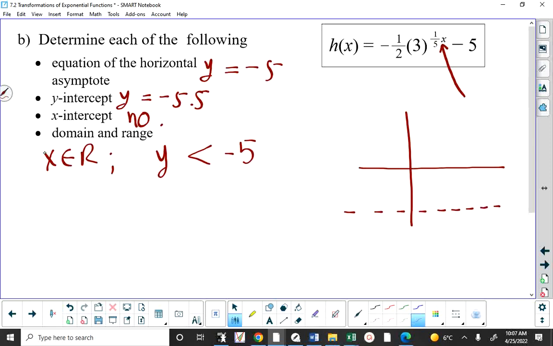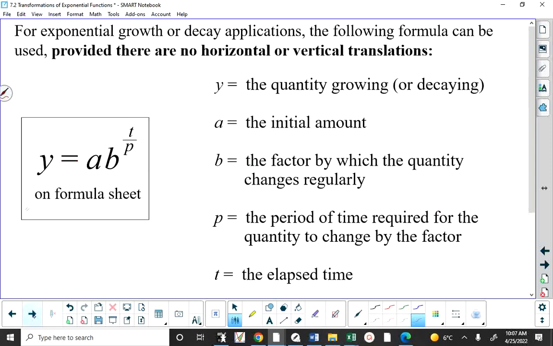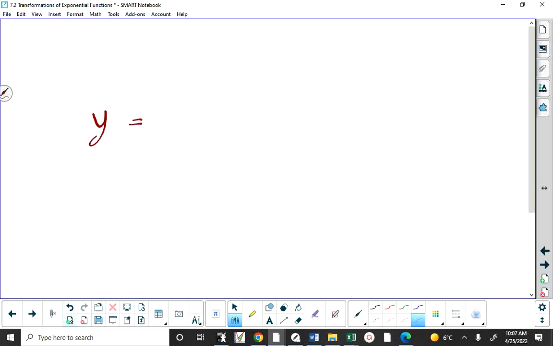Okay, one more thing to look at. I promised you that we would take the exponential growth decay formula, which started off this way. Then we changed it to this because x is time. Then we changed it to this because the y-intercept isn't always 0, and I said we would change it further.